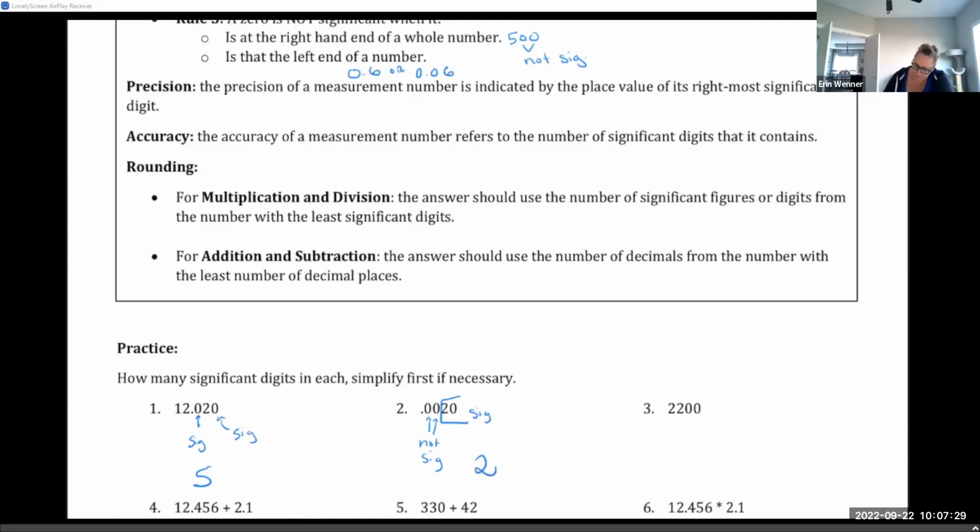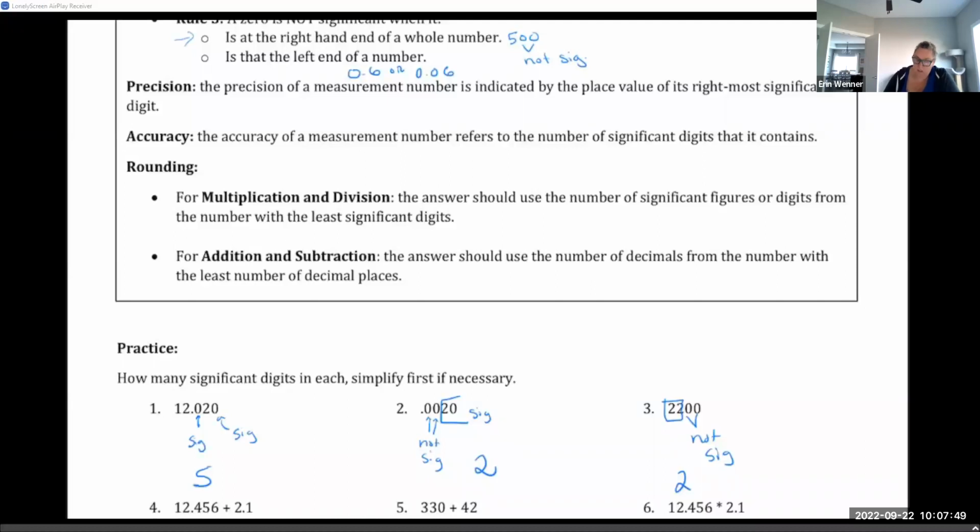In number 3, we have 2,200. Again, the two 2s are significant. The two zeros are not significant because they follow the rule that it's at the right hand end of a whole number. So again, we only have 2.